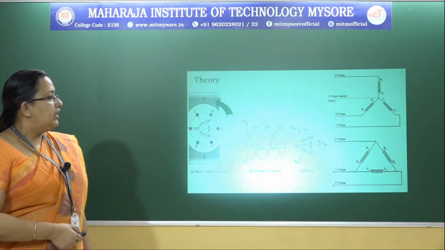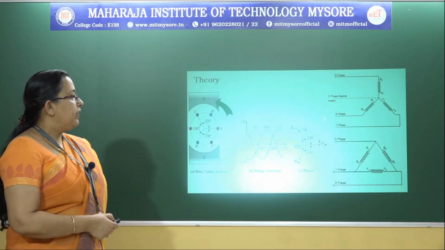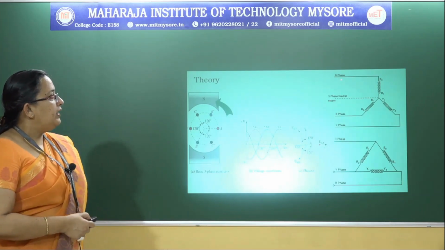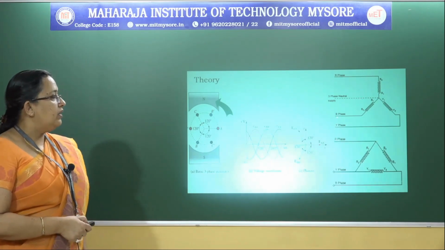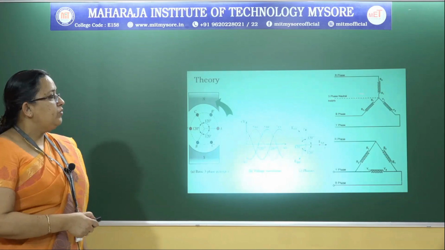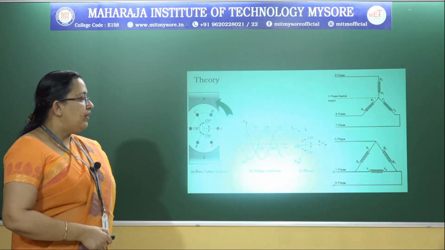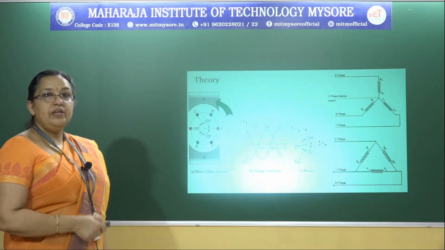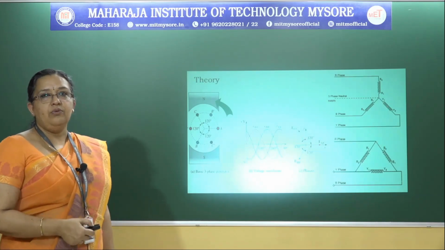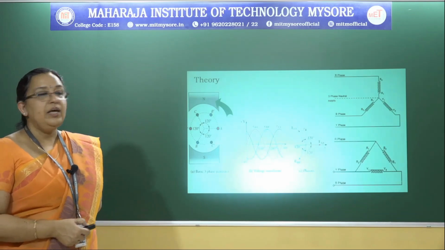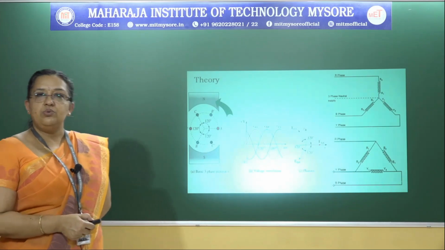Here R, Y, B are the phase names we normally follow for a three-phase system. The voltage between any of the phases R, Y or B and the neutral wire, we call the phase voltage. But if we take two different phases, R and Y, instead of the neutral, then we call that voltage the line voltage. That is what I mentioned earlier. If you take the neutral wire and any of the phases, the voltage we get is 230 volts.